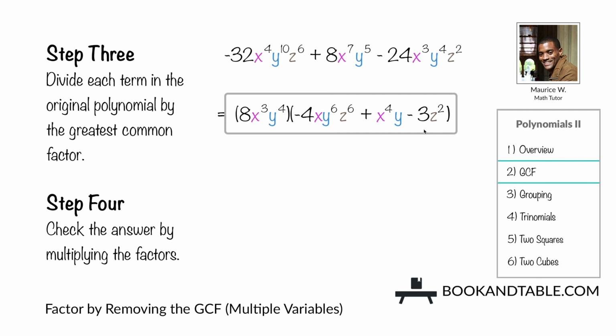So when we factor the polynomial by removing the greatest common factor, 8x cubed y to the fourth, we wind up with the factors 8x cubed y to the fourth times negative 4x y to the 6th z to the 6th plus x to the fourth y minus 3z squared.